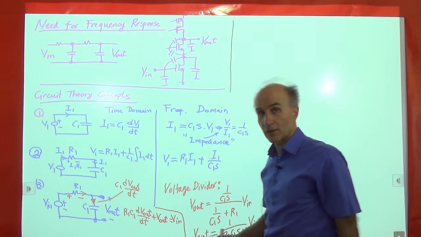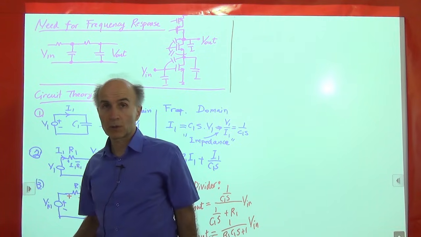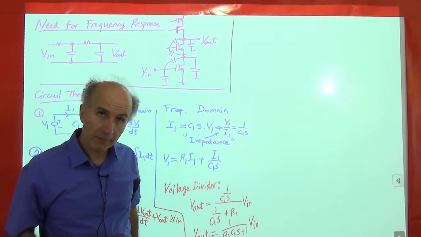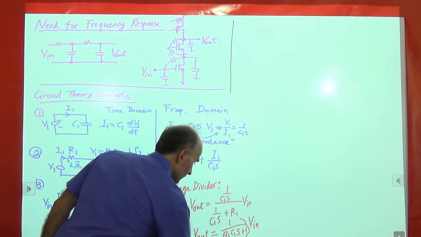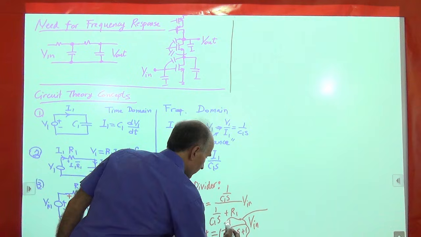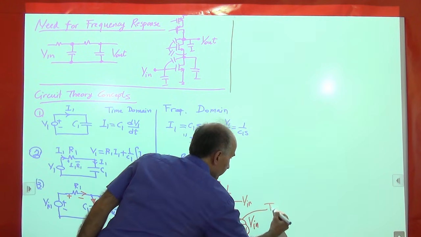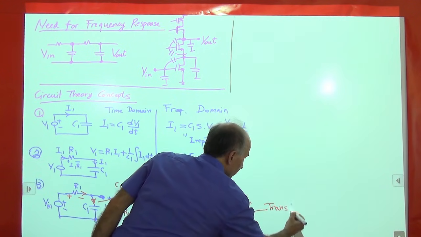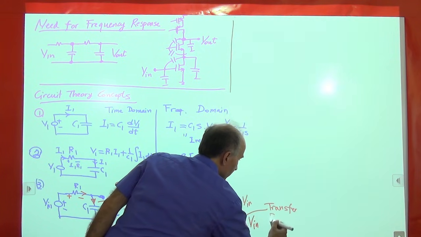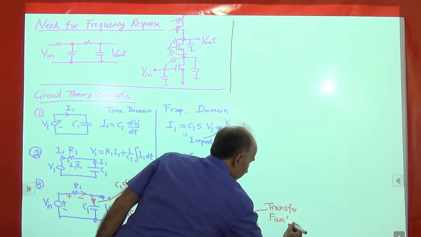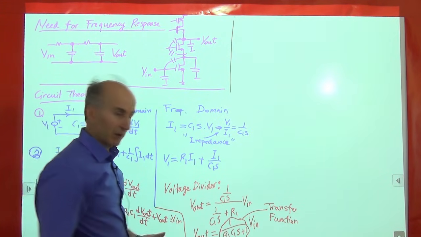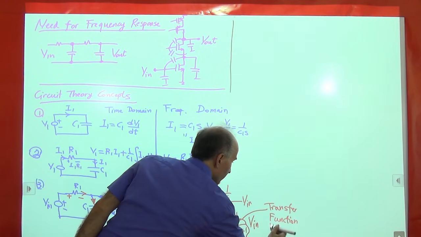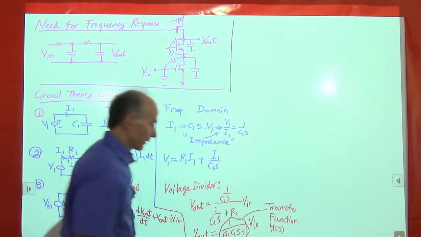You've seen this in basic circuit theory, and this is what we call the transfer function of the circuit, right? It is called the transfer function because it tells us how the input transfers to the output. Sometimes we call it H of S. That's the transfer function of the circuit.